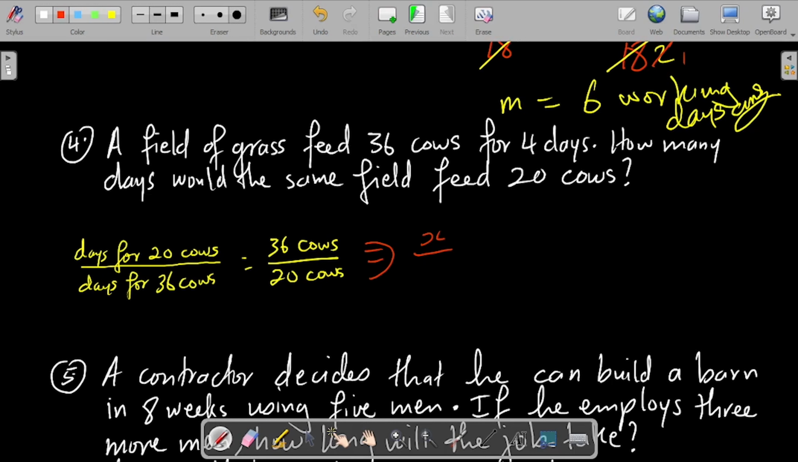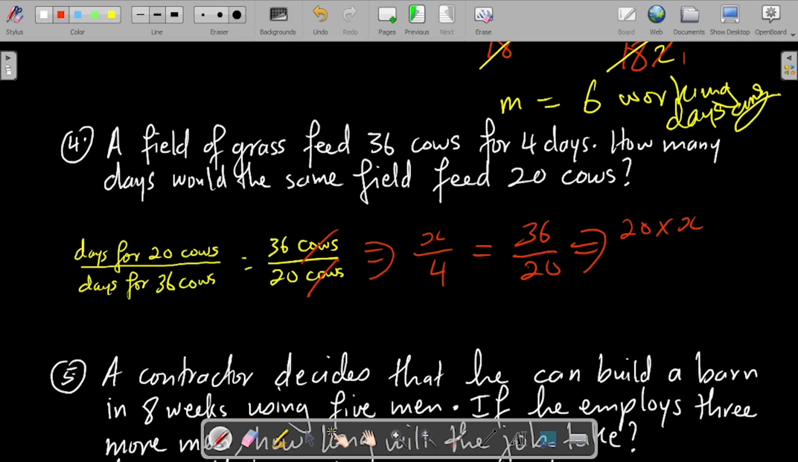So x over the days for 36 cows. 36 cows took 4 days to feed on the field of grass, so x over 4 equals 36 over 20, because cows cancel cows. Good. After substituting, we have to cross multiply. 20 times x, right? 20 times x, so you can say x times 20, it doesn't matter.